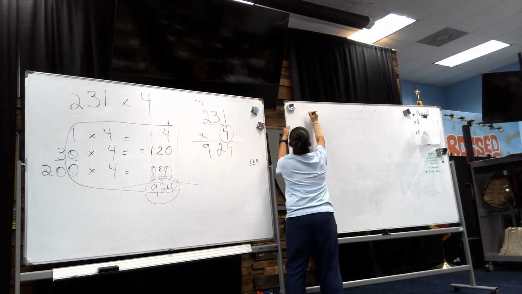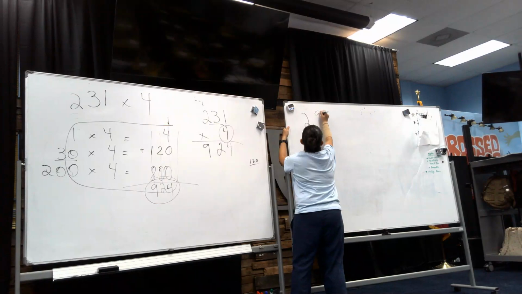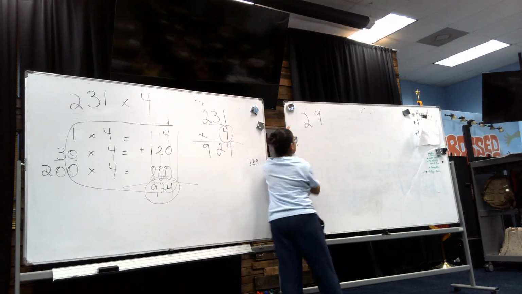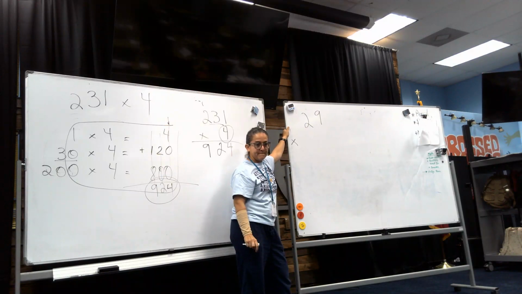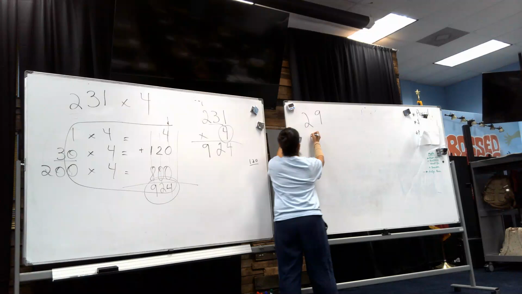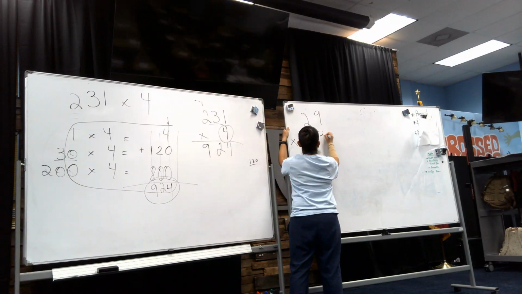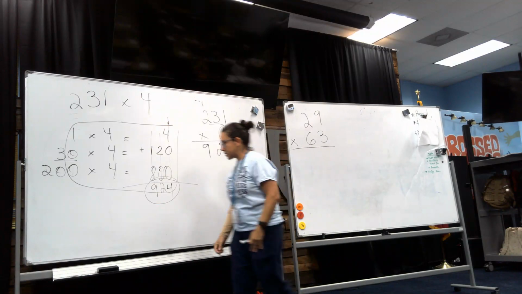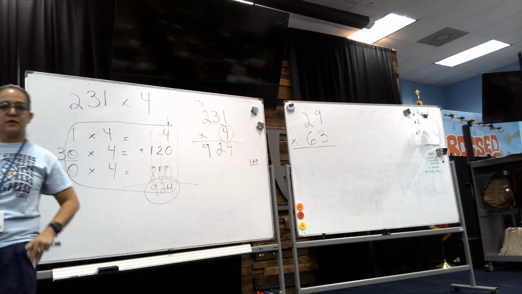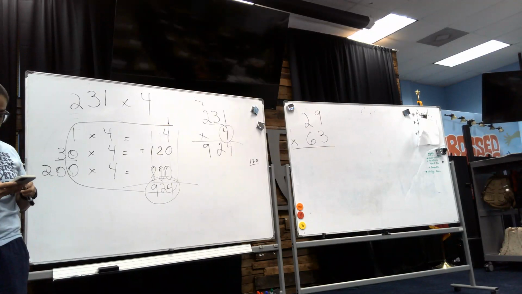29. Tell me another number. 63. All right. You know what? Change my mind. Let me just take a photo of that, and I'm gonna erase it.